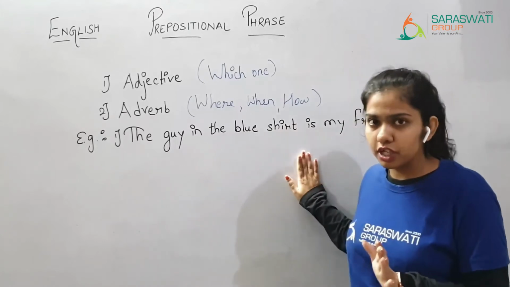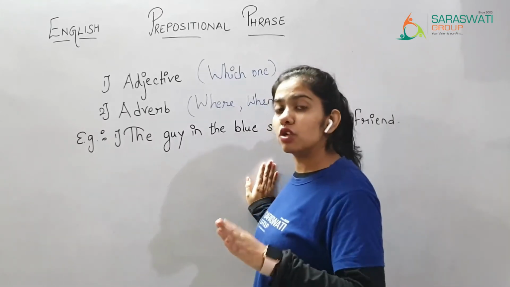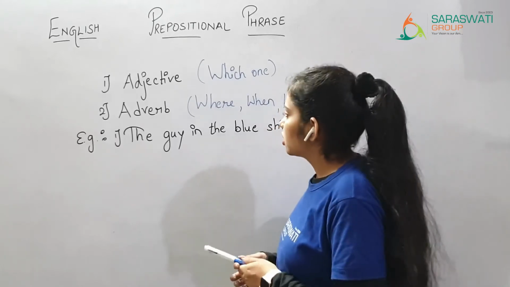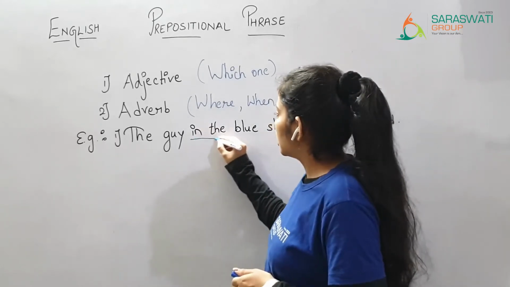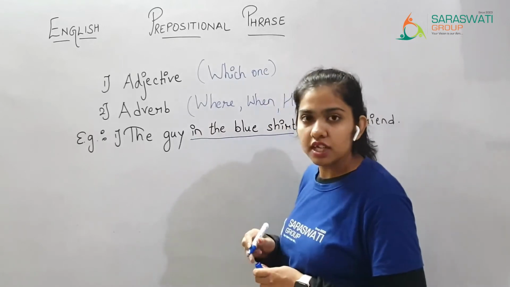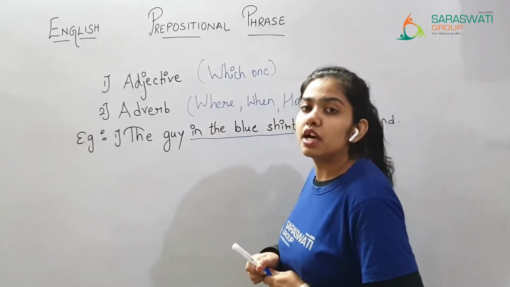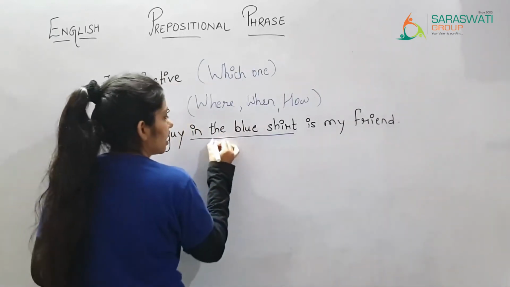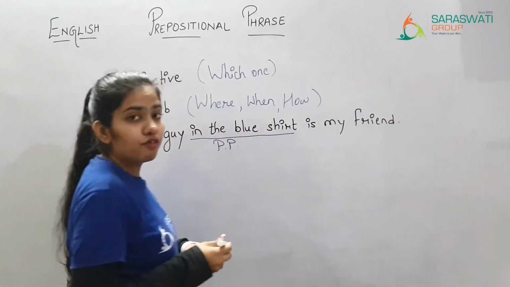We got our answer. So now, I said that a prepositional phrase starts with what? It starts with a preposition. So this is the preposition. So in the blue shirt, up to here, it becomes our prepositional phrase. This becomes our prepositional phrase.